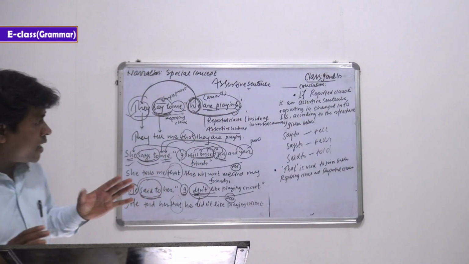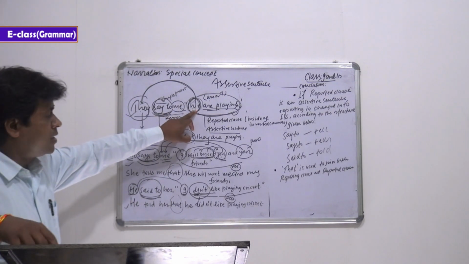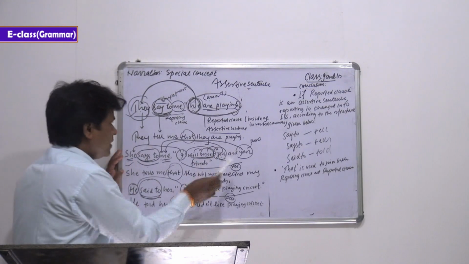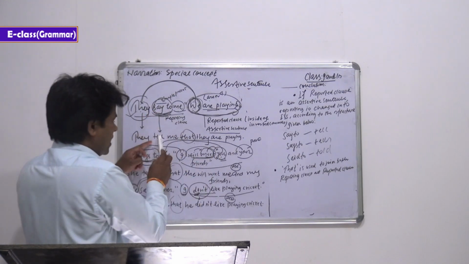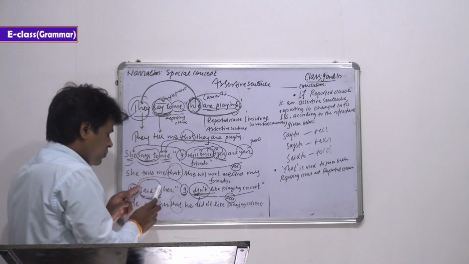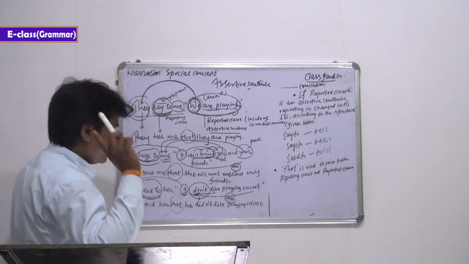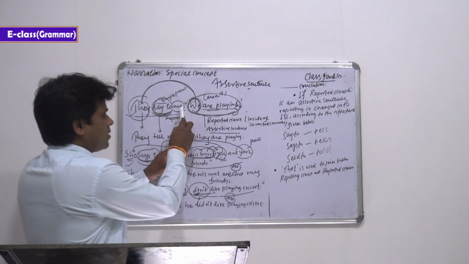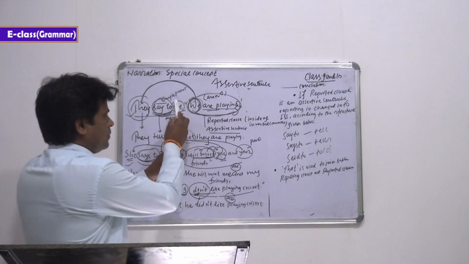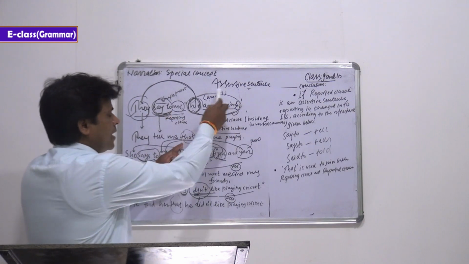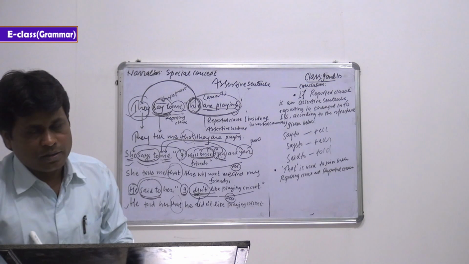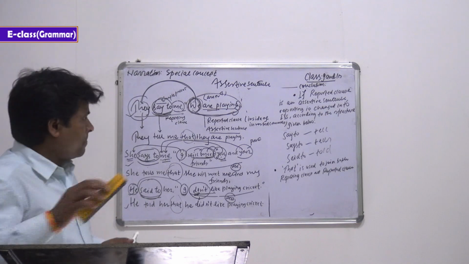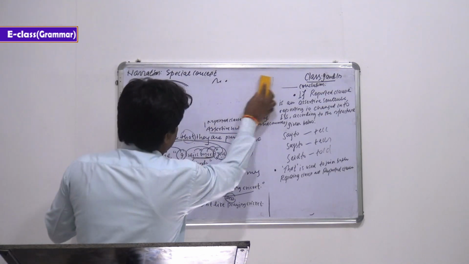So, what's the conclusion now? If the reported clause is an assertive sentence, then the reporting verb said to becomes tell, says to becomes tells, said to becomes told. Number two, that is used while omitting inverted commas and comma here, to join both the reporting and reported clause. This is the conclusion, the summary of assertive sentences. Okay, now I will rub this.